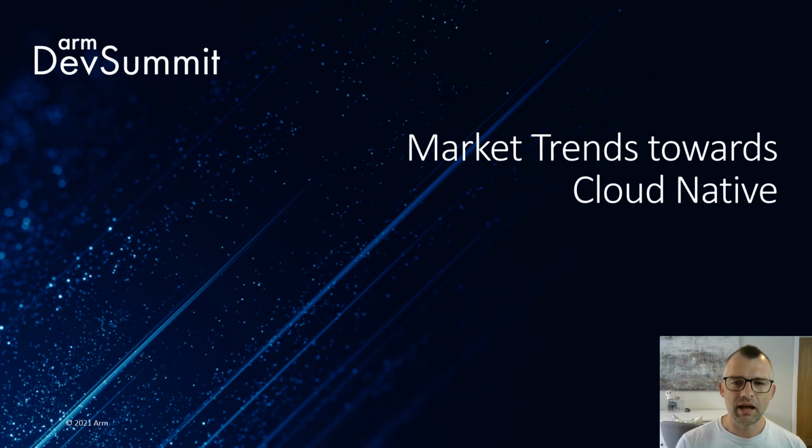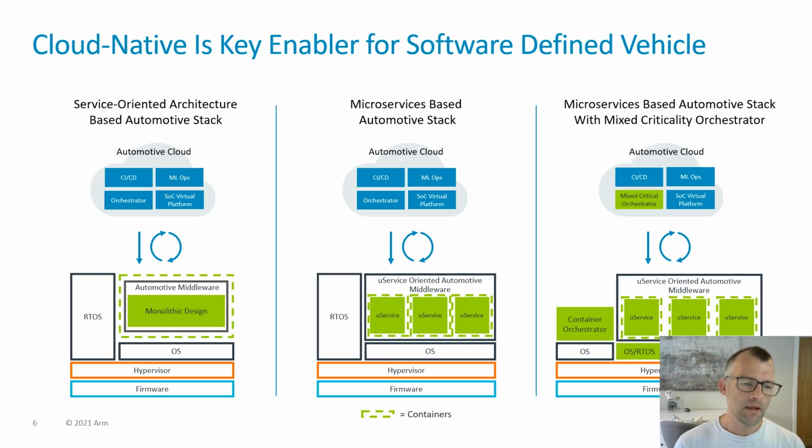So I want to have a look now at the market trends towards cloud native in the automotive domain. At ARM, we've been talking to a number of OEMs and tier ones within the automotive domain, and they've all expressed to us this desire to move towards a more centralized compute system in a transition towards a software-defined vehicle. And that software-defined vehicle is where you take a system today that has multiple discrete compute modules and consolidate them into a single central compute. And there'll be other talks at Dev Summit that are explaining this much better.